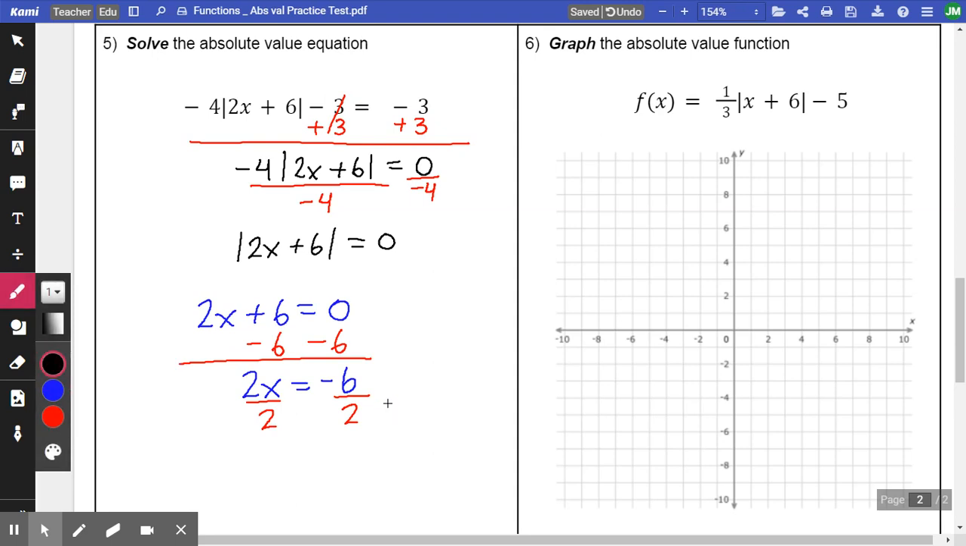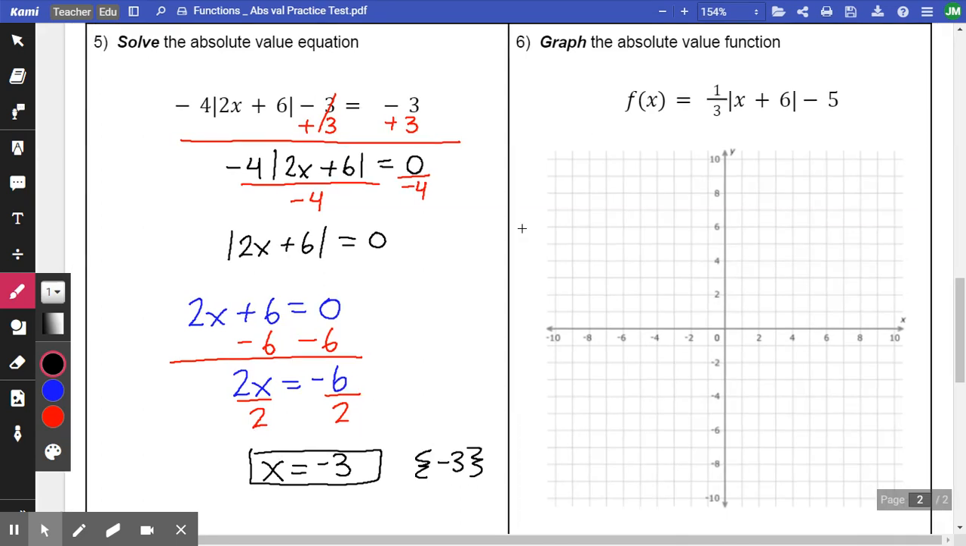So my answer is going to be x equals negative 3. If you want to write it out in a set, then negative 3 is the only solution. Question number 6, graph the absolute value function. So we have f of x is equal to 1/3 times the absolute value of x plus 6, minus 5.